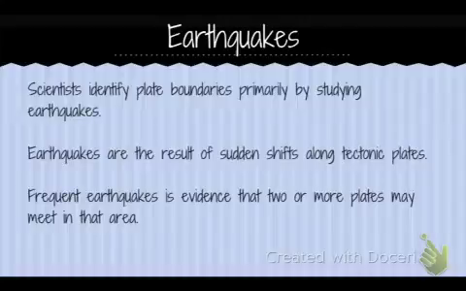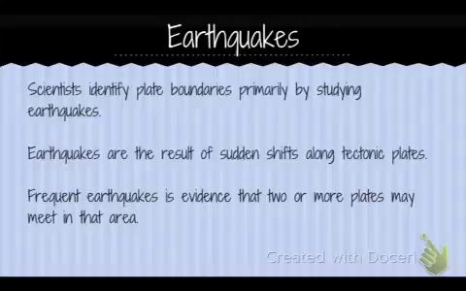To identify these plate boundaries, scientists primarily study them using earthquakes. Earthquakes are a huge help in studying tectonic plates because they produce those seismic waves that we discussed. Those seismic waves are what we use to see how things go through and how the materials change. These earthquakes themselves are the result of sudden shifts along tectonic plates. So when these tectonic plates are moving is when we get earthquakes in the first place. Earthquakes are caused by tectonic plate shifts. Frequent earthquakes are evidence that two or more plates may meet in that area.